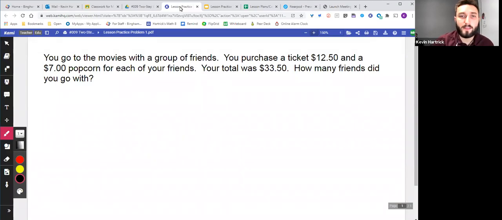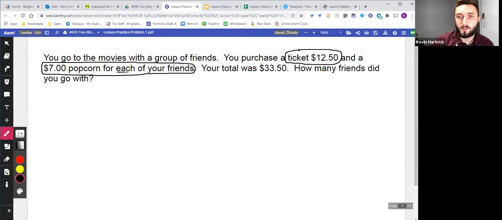All right, guys, let's take a look at the problem that you just tried. Let's go over it together. So it says you go to the movies with a group of friends. You purchase a ticket for $12.50. That looks important, so I'm going to circle it. Okay, and a $7 popcorn for each of your friends.